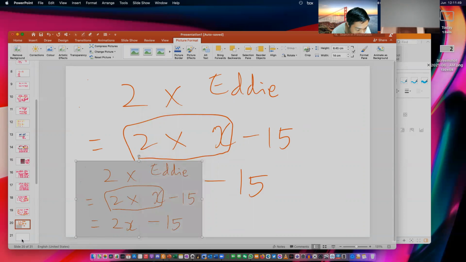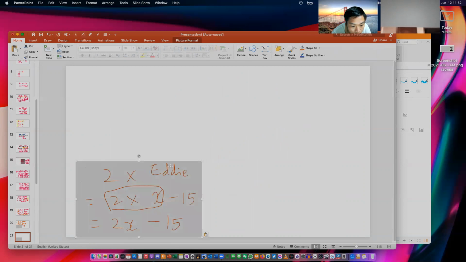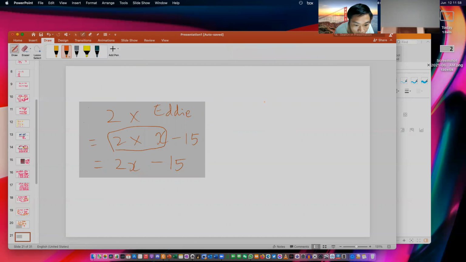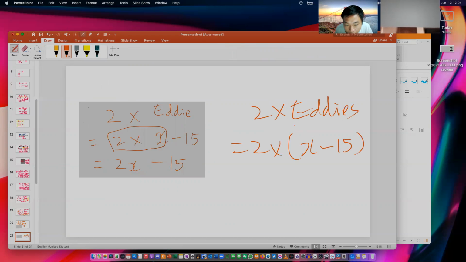This is without the bracket. So let's say with the bracket. 2 times Eddie, same, that's the question. Then after that, you 2 times with the bracket. With the bracket, that means you are telling people this x minus 15 is Eddie. Just now, without the bracket, you are just telling people x is Eddie. Okay? So over here, if I continue to do this question, first arrow I get 2x, second arrow I get 30, and then these two are separated by the minus sign.